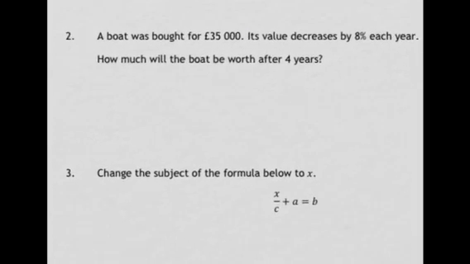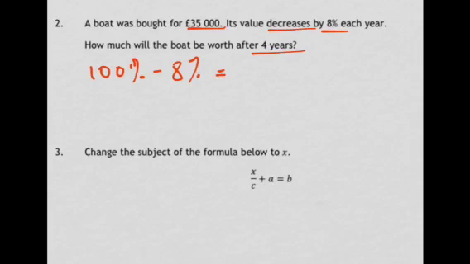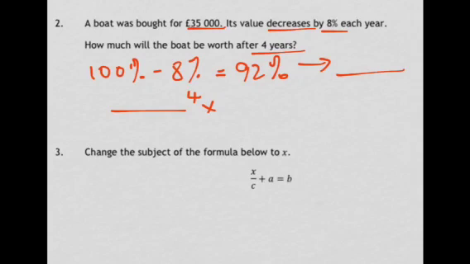Question 2. A boat was valued at £35,000. It decreases by 8%. How much will it be after 4 years? So we started with 100, we've lost 8%. That takes us to 92. Change that into a decimal. Decimal to the power 4 times the starting amount to get your final answer.